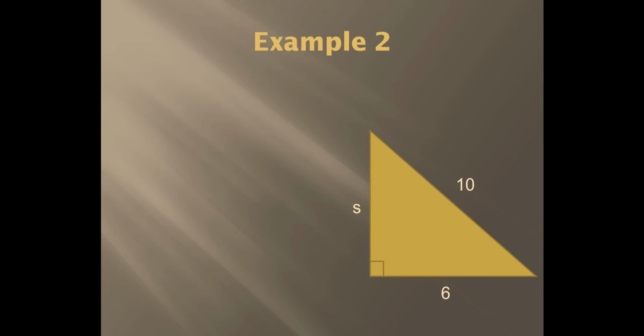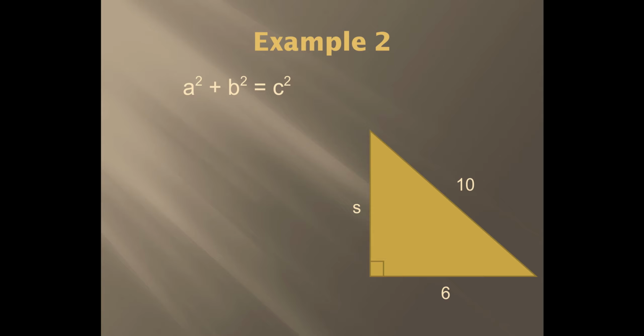Here's another example. This time we do have the hypotenuse and we're missing the length of the leg. You can still use the Pythagorean theorem because it's a right triangle. You notice that it has the 90-degree box there. So what we can do now is make the application. A squared plus b squared equals c squared.